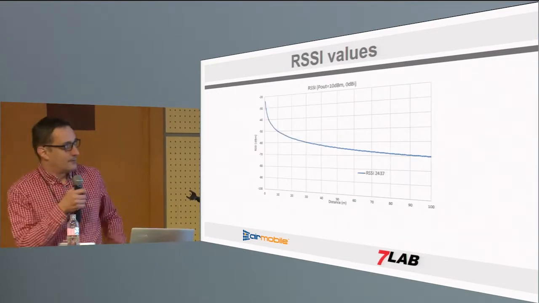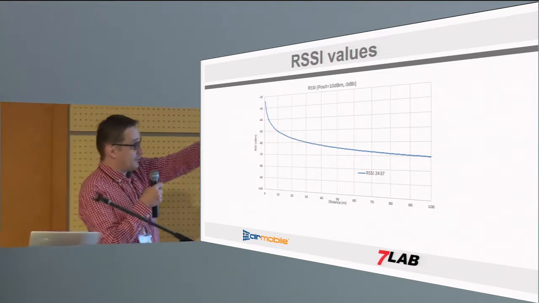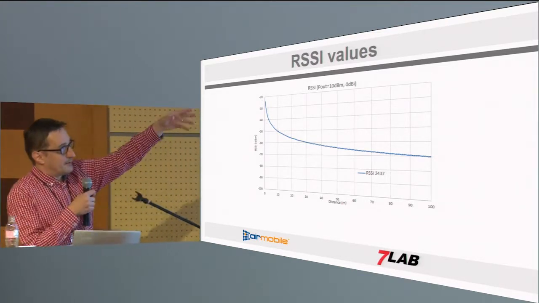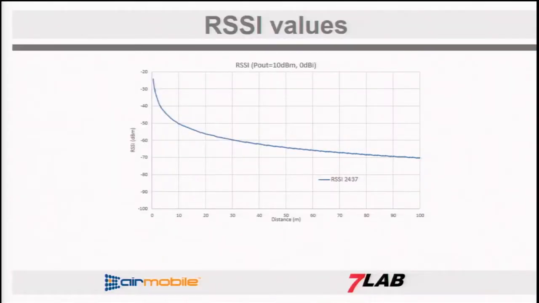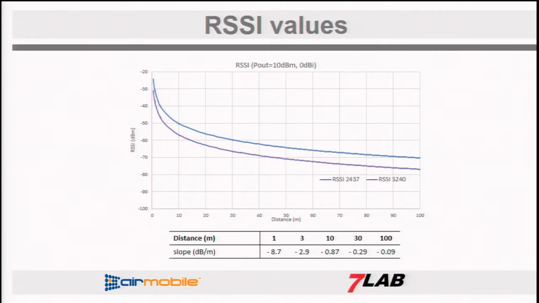RSSI values. So what do we get? Say we take an example, 2.4 gig in this case, output power 10 dB, 0 dB antenna. Well, you've seen it many times. It's very steep at the beginning, and it kind of plateaus to the right. All right? 5 gig there. Have you ever looked at the slope of this? Why am I saying slope? That means more or less at the 1 meter distance, if you differ your position by 1 meter, you're going to get 8.7 dB lower signal. So it's very steep, right? Or like this. Then 3 meters, 2.9. Then at 10 meters, 87, and so on and so forth.